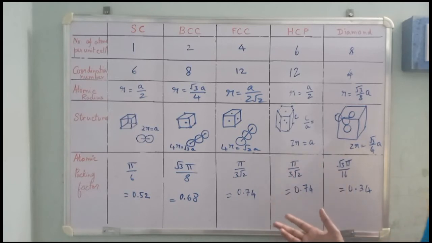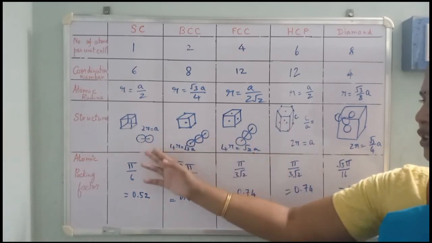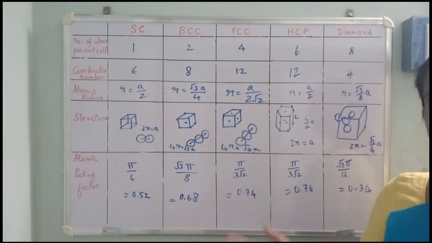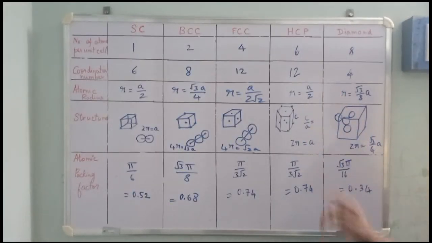Hope this consolidated table will help you in having a bird's eye view on all the crystal structures that were discussed so far. Of course, you need to practice drawing the structures and practice correlating the atomic radius with the lattice constant, and in particular the HCP, you need to calculate the c by a ratio by using geometry. So practice will make perfect. So try to practice this.